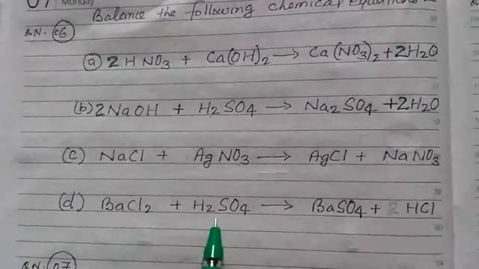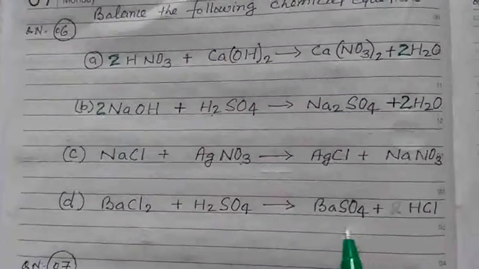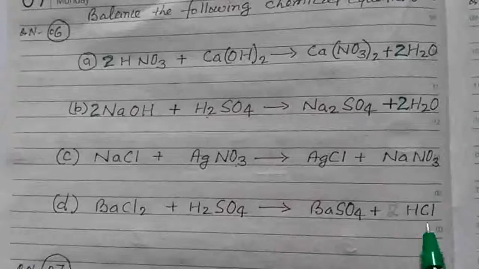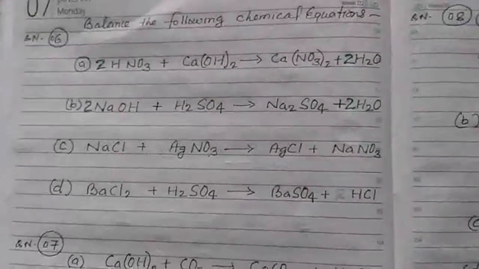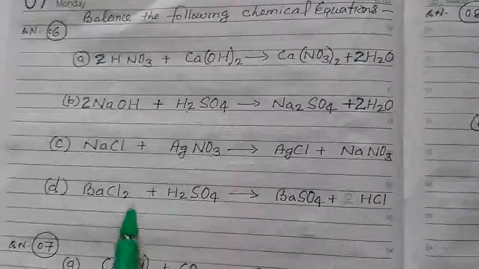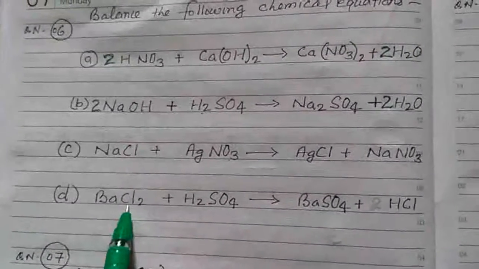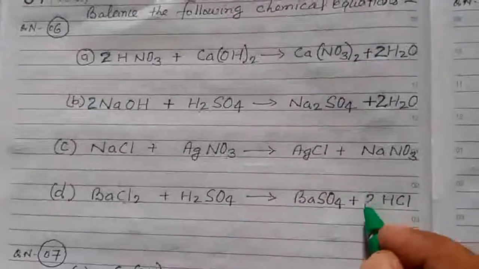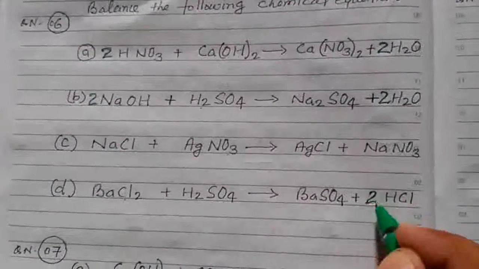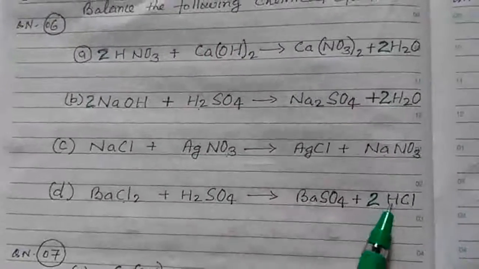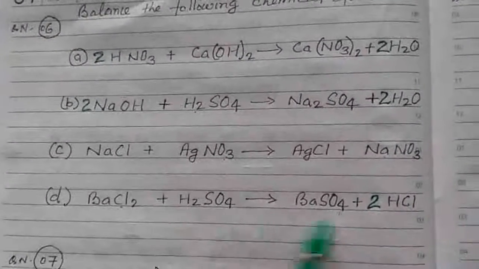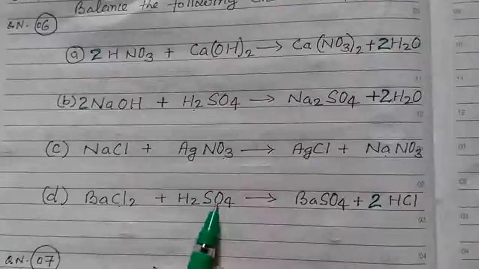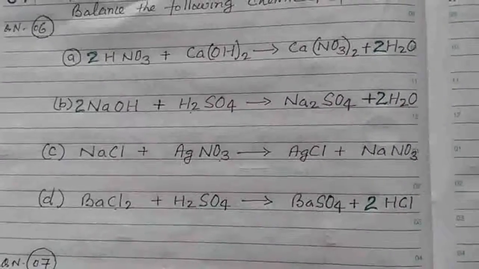Barium chloride with sulfuric acid forms barium sulfate and 2 molecules of HCl, hydrochloric acid. How can you balance it? Now try to count the number of chlorine. Here 2, here 1. So we must write 2 here to make it balanced. When we have written 2, hydrogen becomes 2, hydrogen is 2. Sulfate 1, sulfate 1. Barium 1, barium 1.